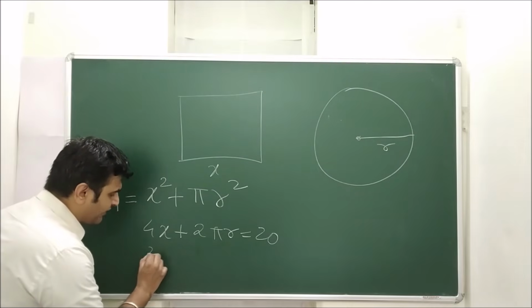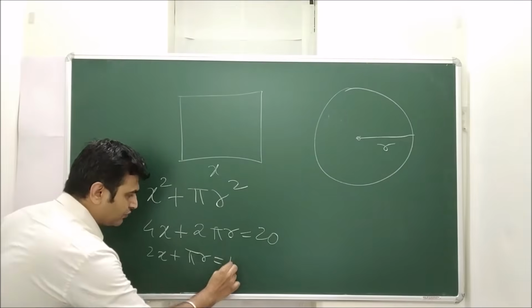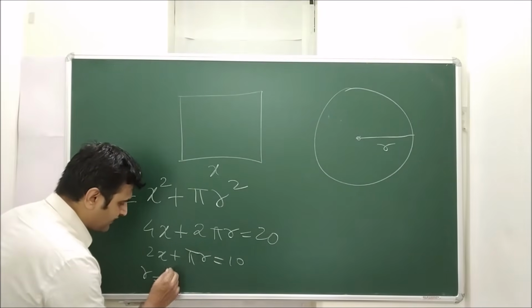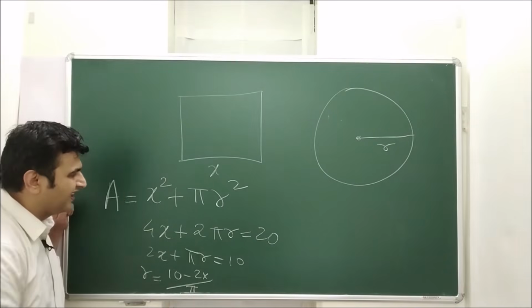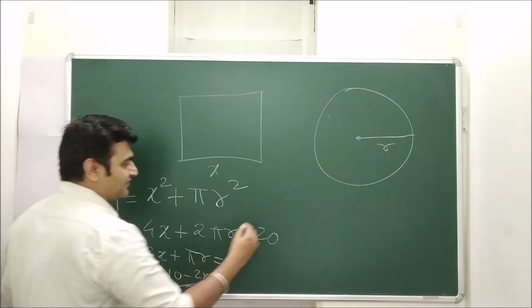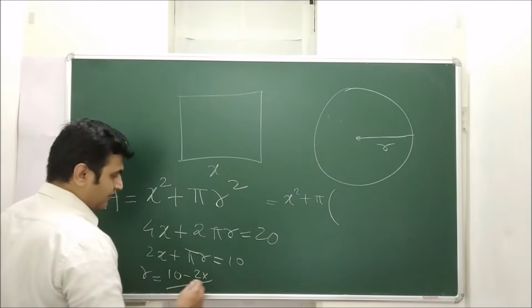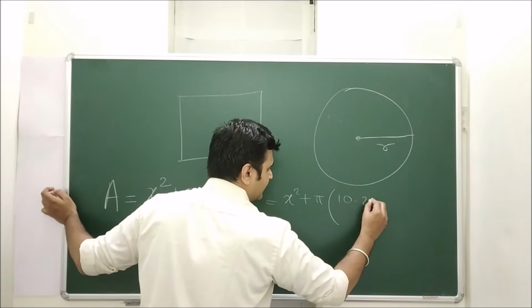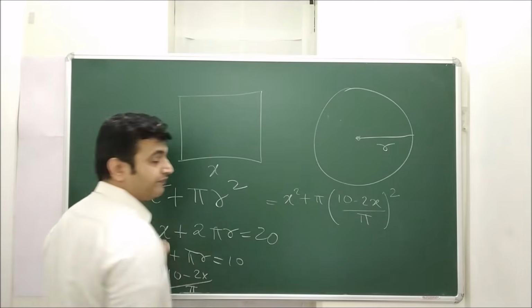And now from here, you try to find the value of either x or r. Okay, so here if I divide by 2, 2x plus pi r is equal to 10. And therefore your r is nothing but (10 minus 2x) upon pi. I usually like to play with x. So A is nothing but x square plus pi into r square. This is nothing but x square plus pi into ((10 minus 2x) upon pi) the whole square.